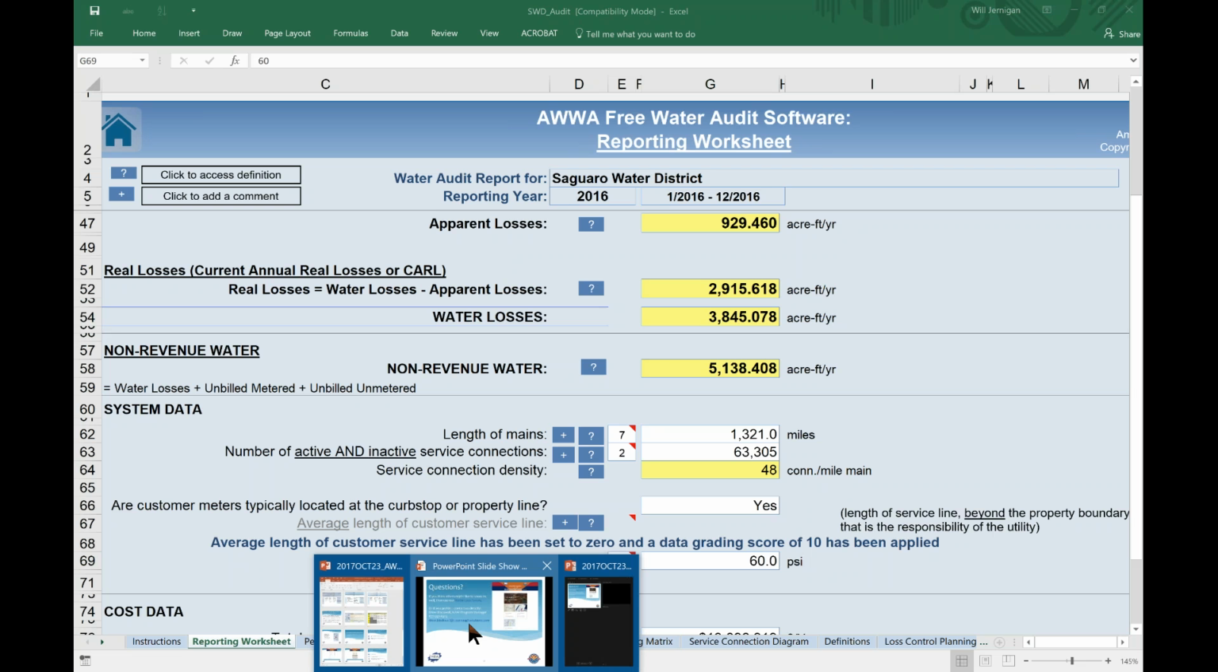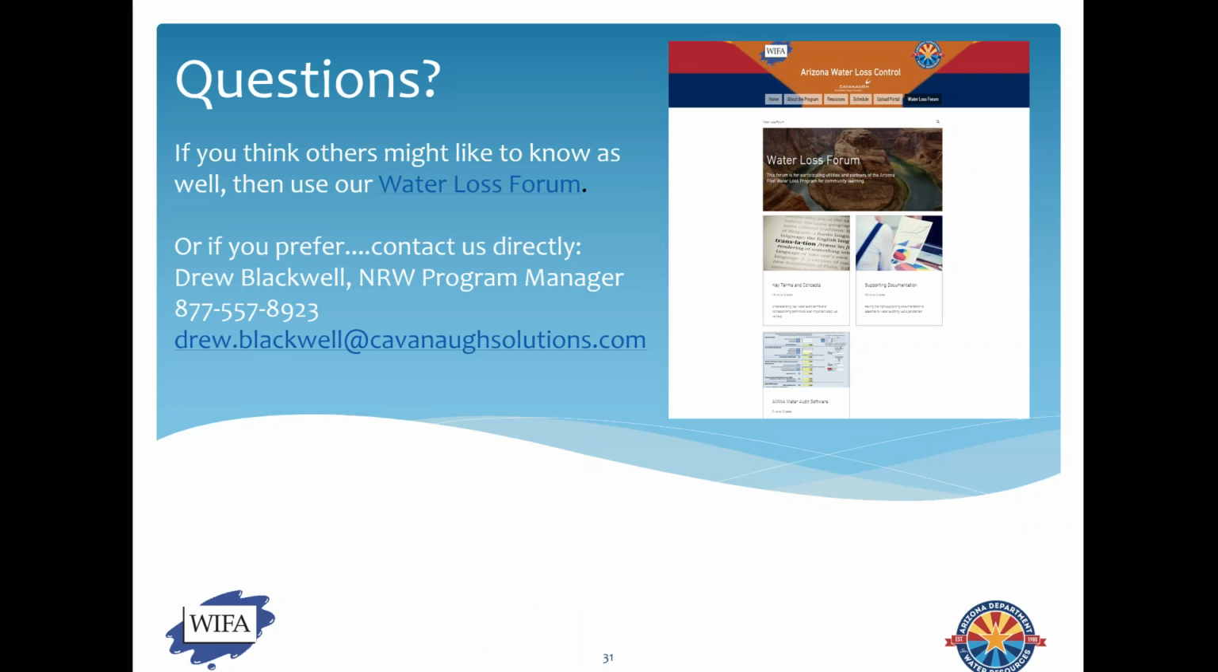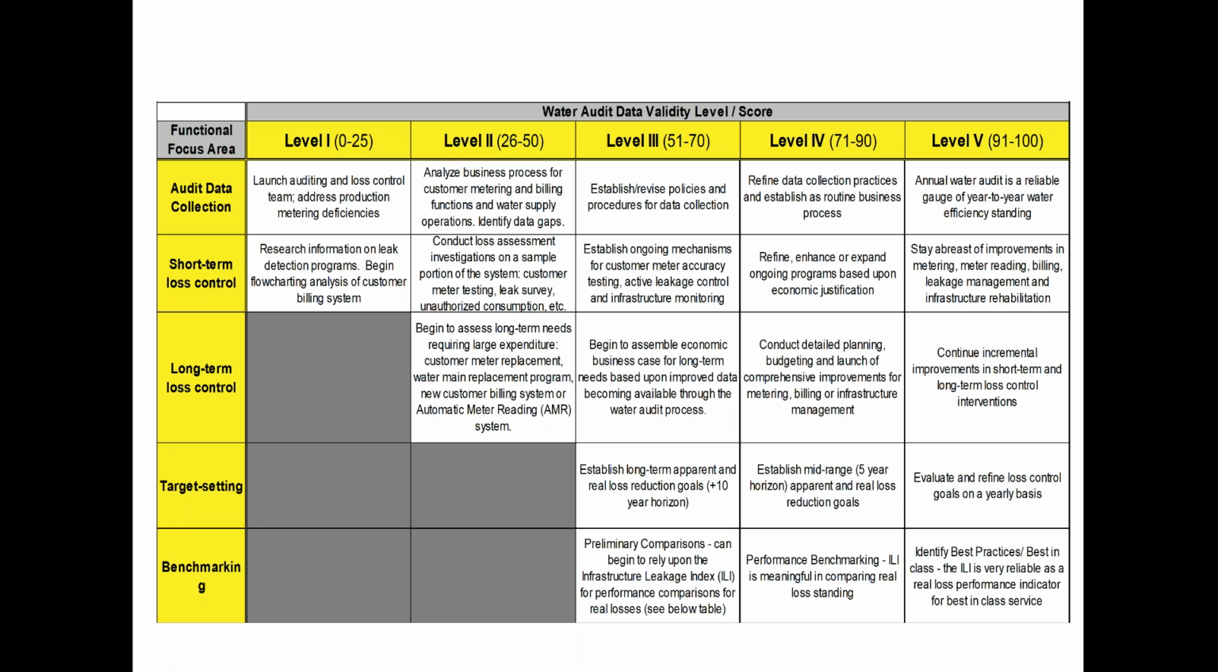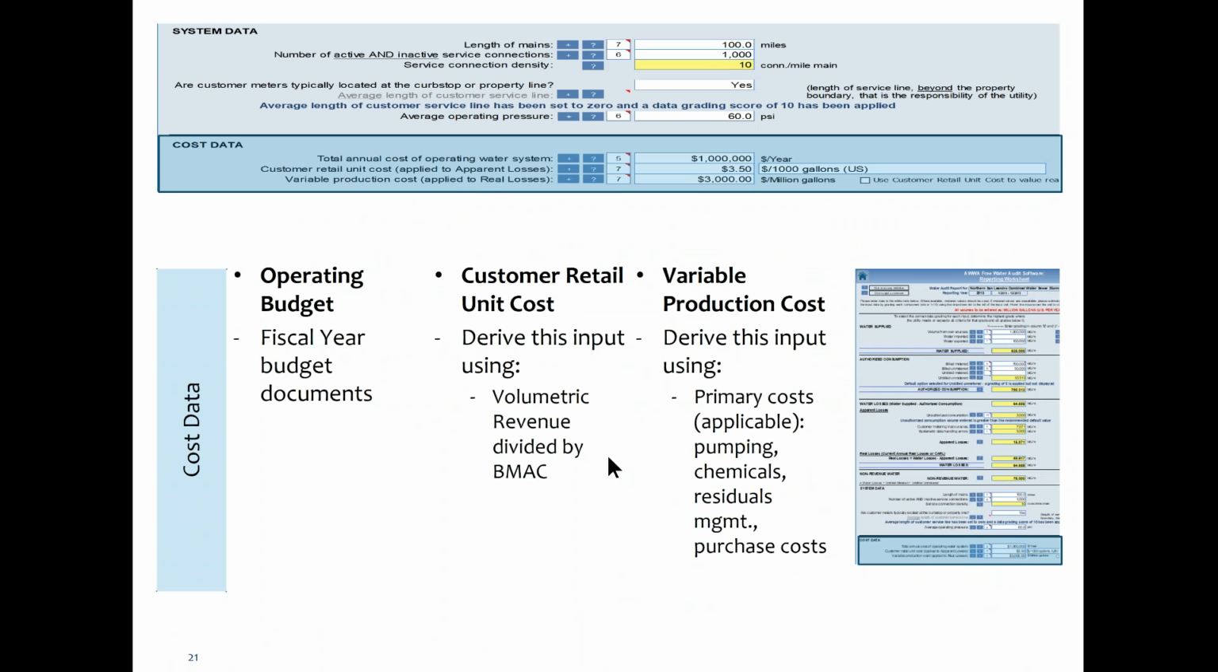All right, I wanted to go back to just a quick comment on the calculation of the cost inputs. You've got the retail unit cost, which is the second to the last, and then you've got your variable production cost, which is the last input on the worksheet. And the retail unit cost, that second to the last one, assigns a valuation to the apparent losses.